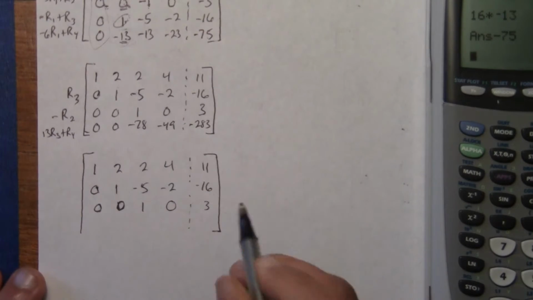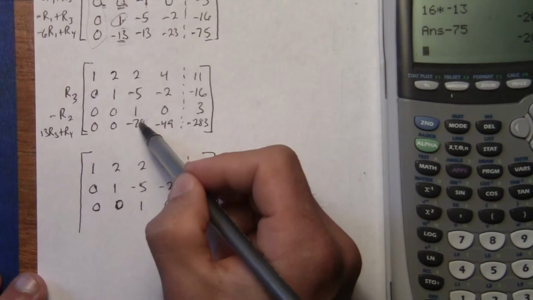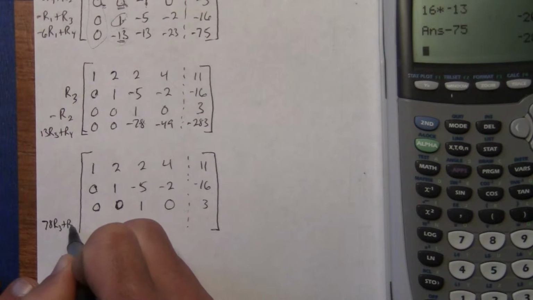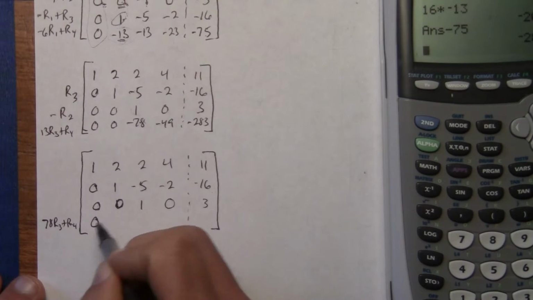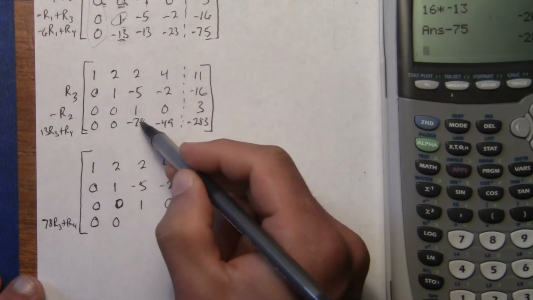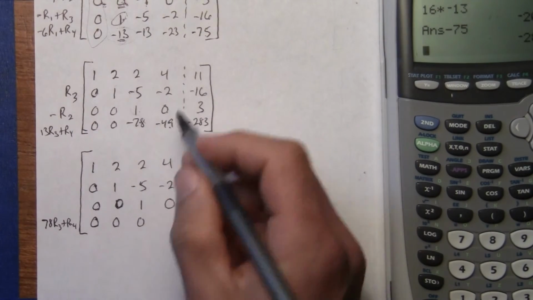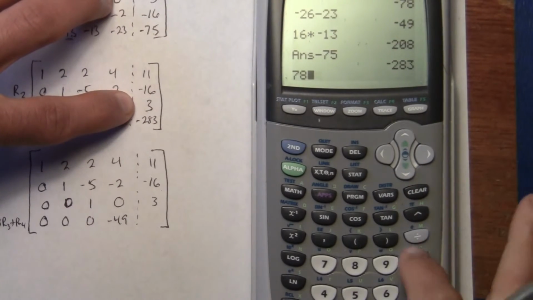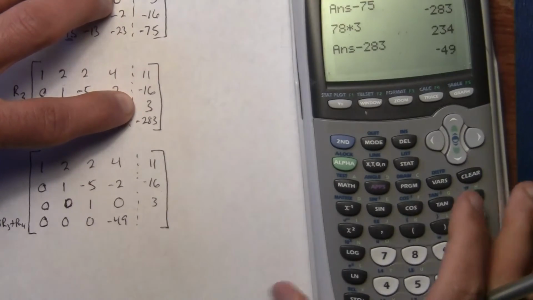Alright, so what do I have to do to get rid of this? Because remember, I already got the 1 here. Get rid of that. Well, I'm going to have to multiply by 78. So multiply row 3 by 78, add it to row 4. And that's going to give me the 0 that I want, 78, negative 78, the 0 that I want. Doesn't matter what I multiply that by, it's negative 49. And now 78 times 3 minus 283, and it looks like I get negative 49.